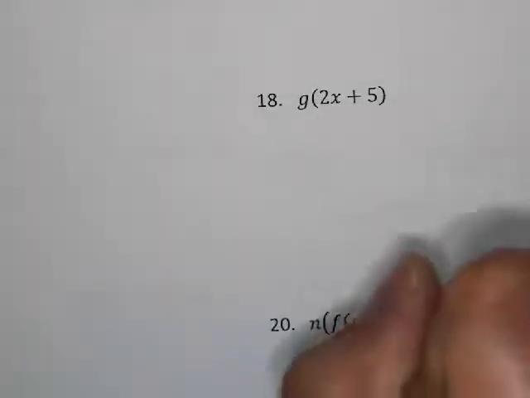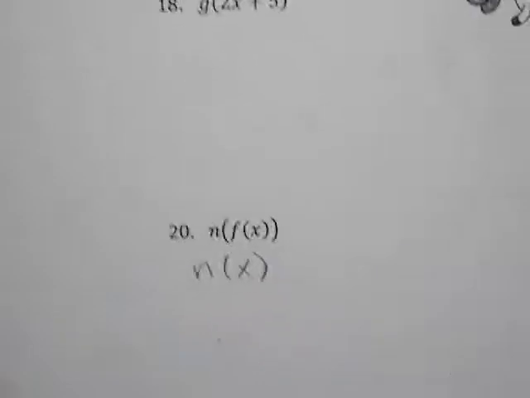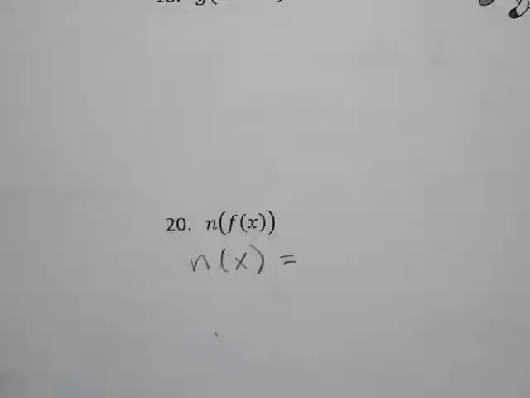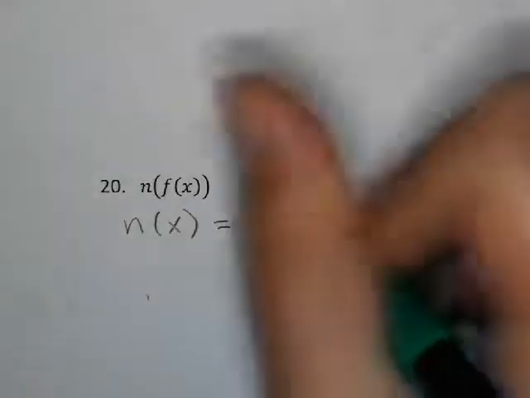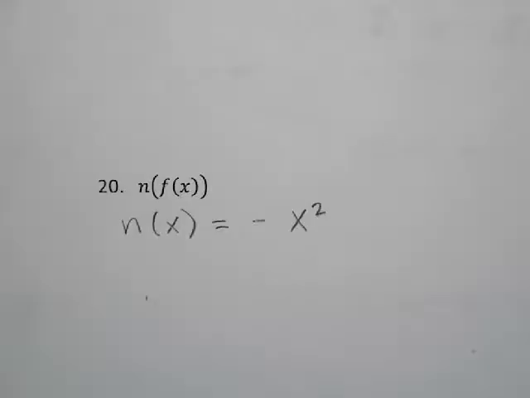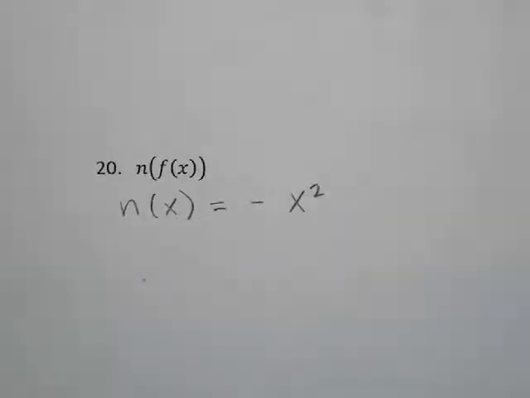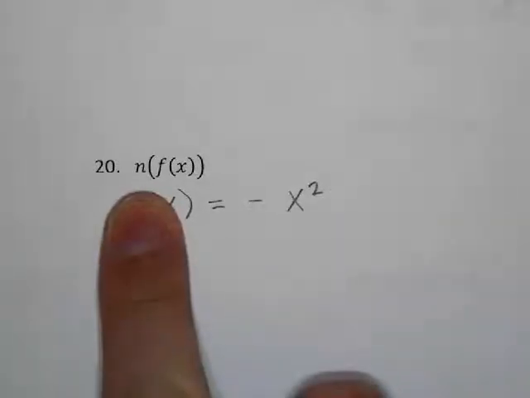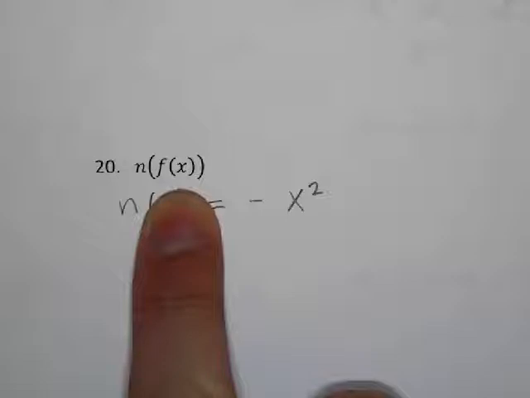So we have to write down what n is. So n says negative x squared. Okay? N says negative x squared. So I'm only writing down n to start with because n is the function on the outside. F of x is what you're plugging into it. Okay? So I'll write that down. I just haven't written it down yet.